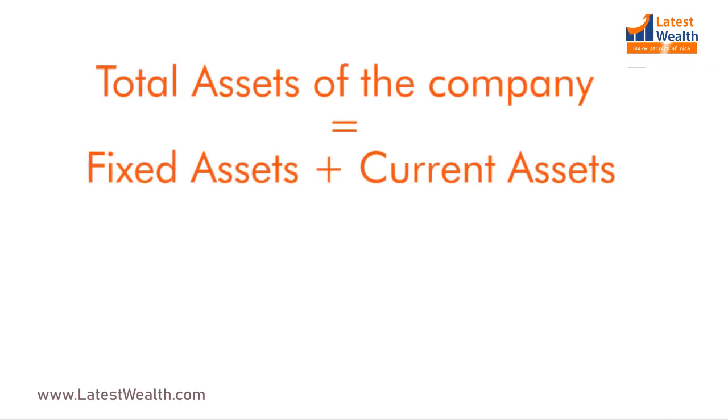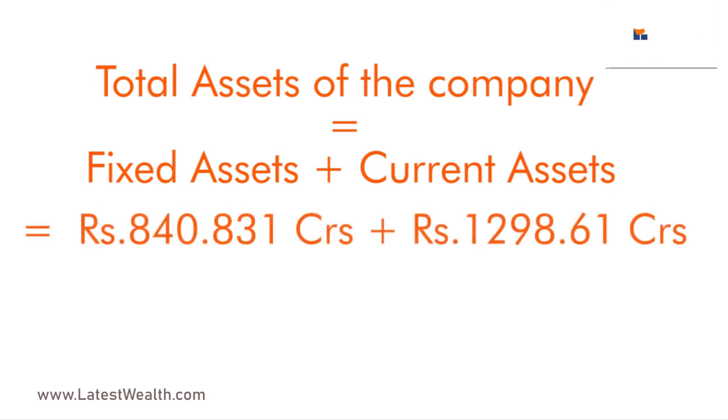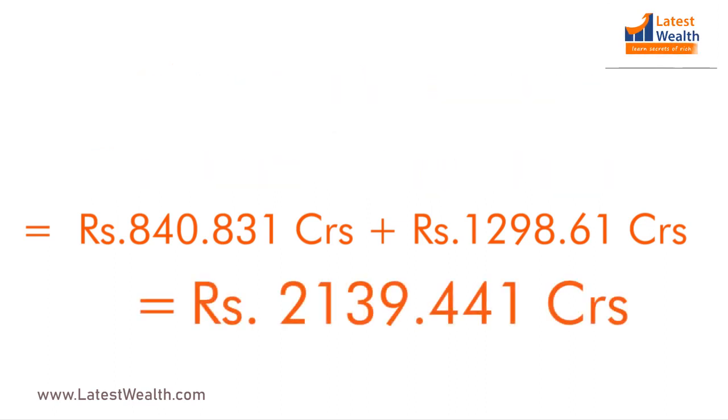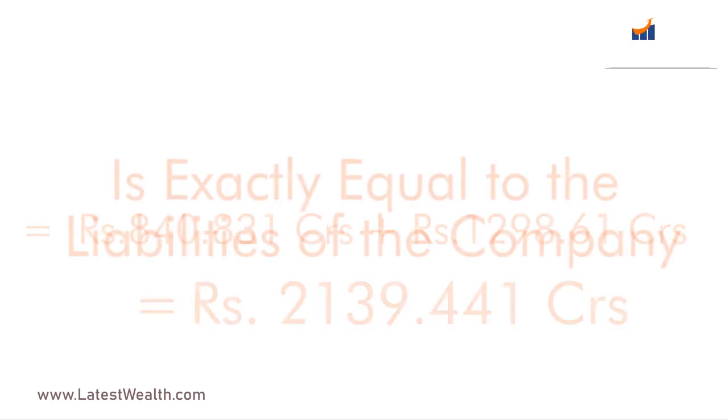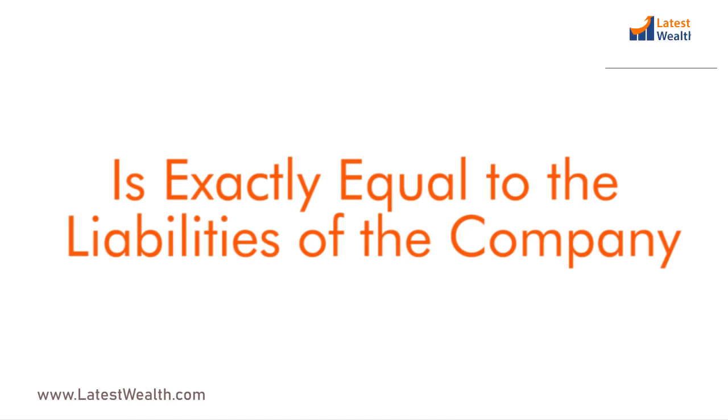To sum up, the total assets of the company would now be fixed assets plus current assets. Here fixed assets are rupees 840.831 crores plus current assets are rupees 1298.61 crores. That is equivalent to rupees 2139.441 crores, which is exactly equivalent to the liabilities of the company. Please understand, earlier we said that total assets should be equal to total liabilities, right?